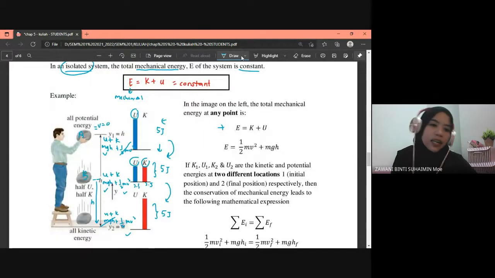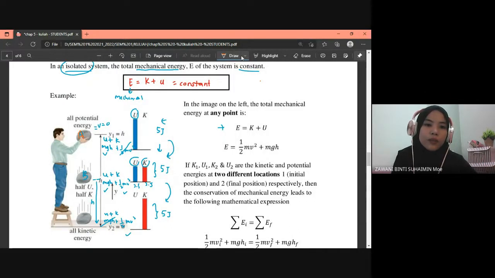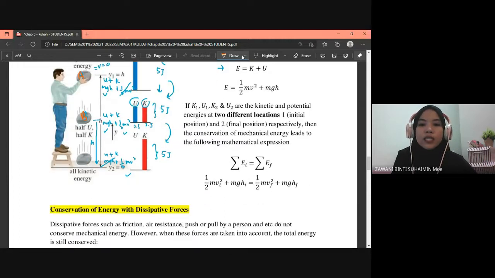Okay, point A tadi dekat atas ni, dekat tangan lelaki tu. Ni point A contohnya, ni point B. So maksudnya initial part ni kita boleh kaji point A, final part ni kita kaji point B. So it depends on the question lah nanti.